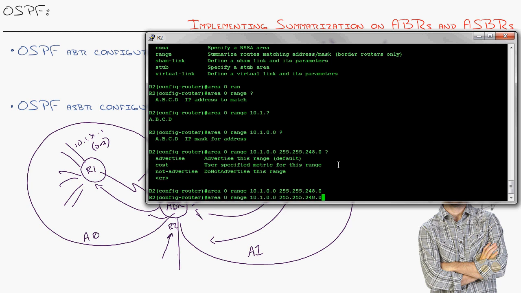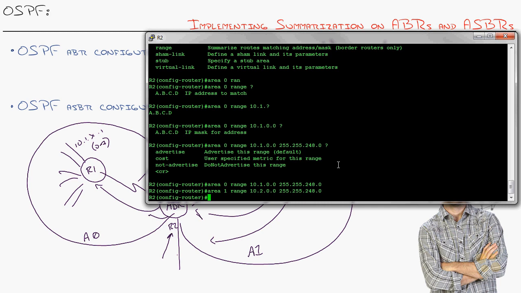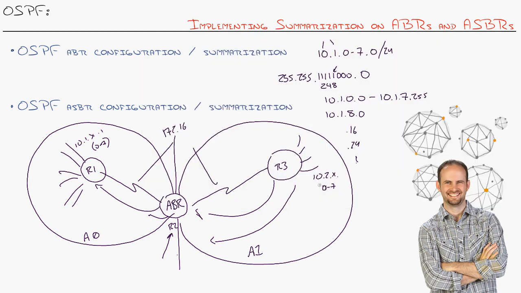And I'll do the other direction as well. Area 1, range, same kind of thing. Again, because I did the same thing on both sides: I got the 10.2 networks, 0 through 7 over here, and the 10.1 networks, 0 through 7 over here. Now let's check it out.